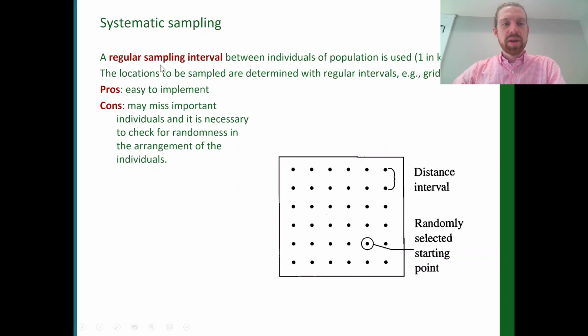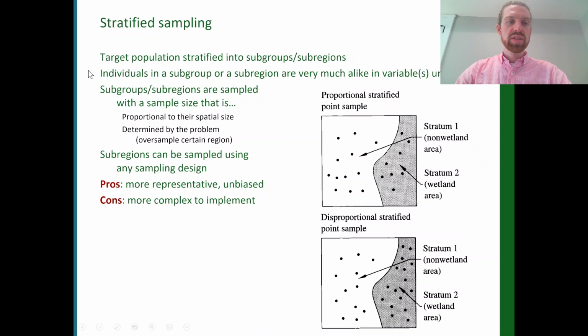Systematic sampling is basically where you have a regular sampling interval, so you create a grid out of this entire quadrat area, and then for each of the individual smaller tiles, each of those smaller quadrats, you could get the centroid point, and that would produce this type of point grid that we've got here. So it's easy to implement, but unfortunately it may also miss important individuals. Okay, so you need to check for randomness in the arrangement of the individuals that you want to target.